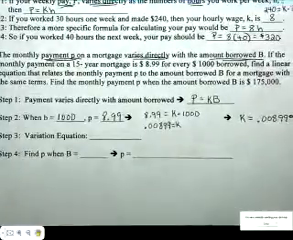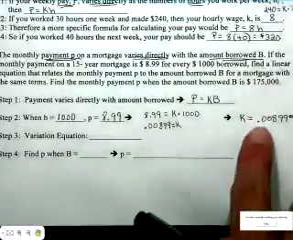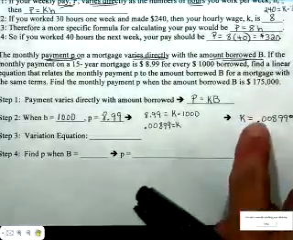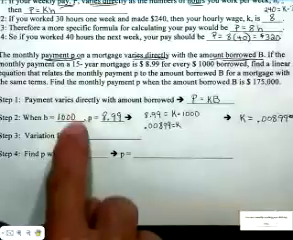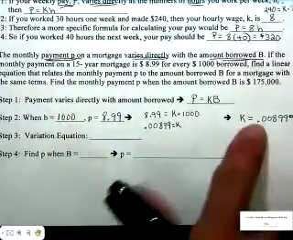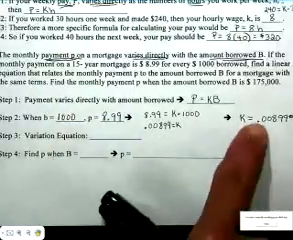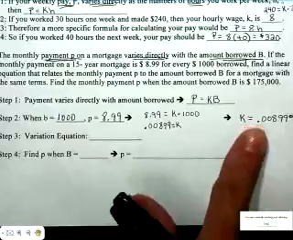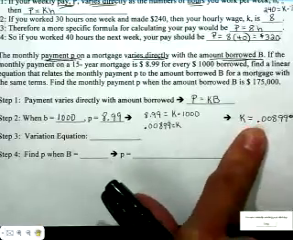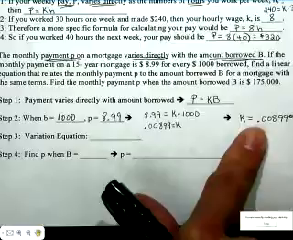So now we have found that constant. That constant's going to remain the same no matter how much you borrow. What would that constant actually represent in this case? Somebody's saying it. That's your interest rate.